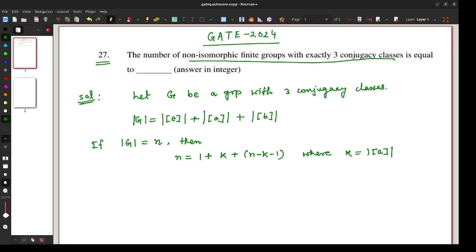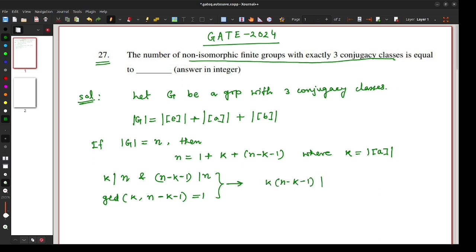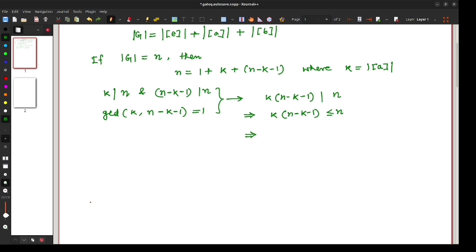Now by the property of the conjugacy class, we can say that k must divide n, and similarly n minus k minus 1 divides n. Now I claim that GCD of k and n minus k minus 1 is 1. So combining these two conditions, we can say that k times (n minus k minus 1) divides n, and this implies k times (n minus k minus 1) is less than or equal to n. This implies n times (k minus 1) is less than or equal to k square plus 1.